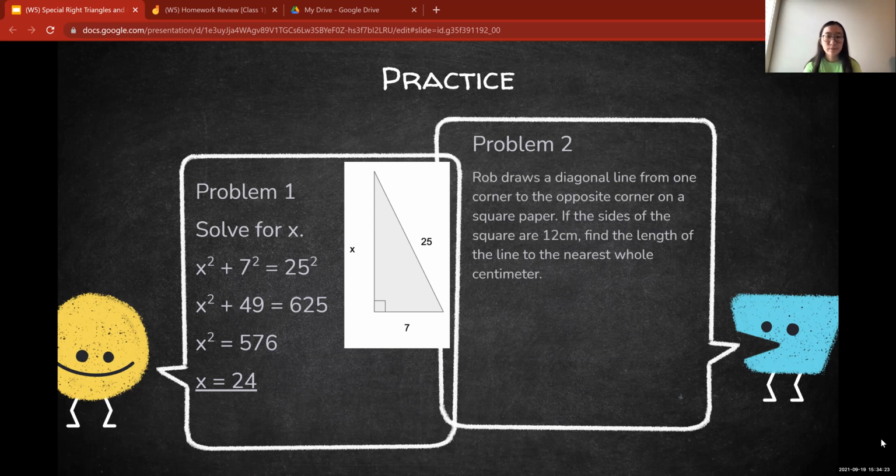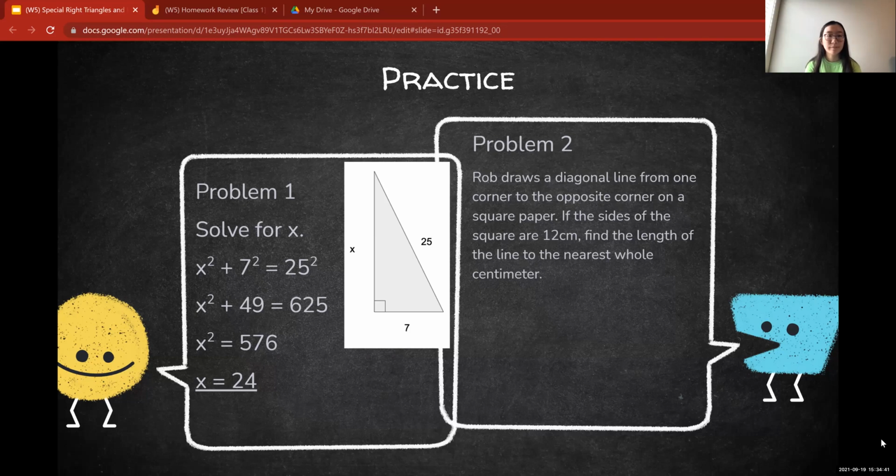So problem 2, Rob draws a diagonal line from one corner to the opposite corner on a square piece of paper. And if the sides of the square are 12 centimeters long, find the length of the line he drew to the nearest whole centimeter.